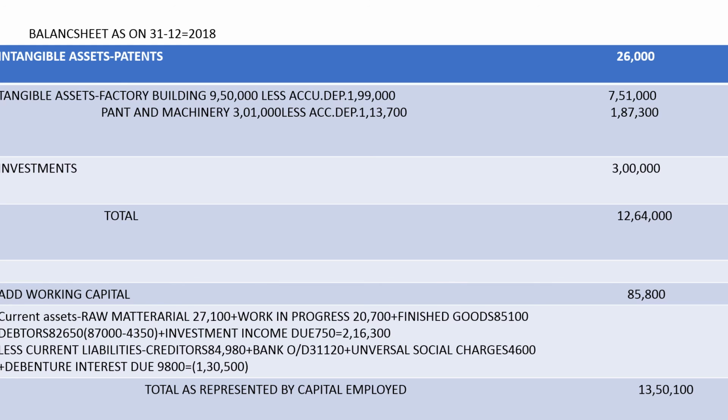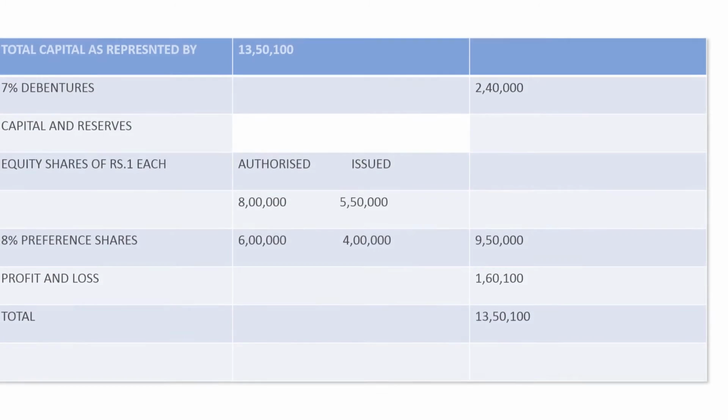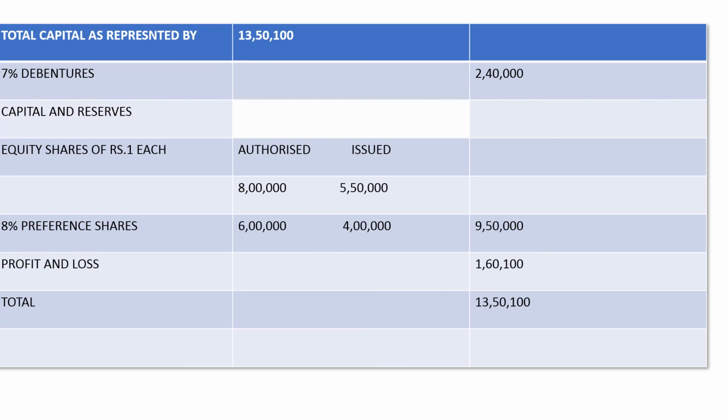13,50,100. The capital employed is represented by equity share capital; total capital is represented by 13,50,100. 7% debentures 2,40,000. Capital and reserves: equity share capital of Re 1 each. Authorized and issued. Under authorized 8 lakh, under issued 5,50,000. 8% preference shares. Under authorized 6 lakh, under issued 4 lakh. The total issued capital comes to 5,50,000 plus 4 lakh, 9,50,000. Profit and loss 1,60,100.